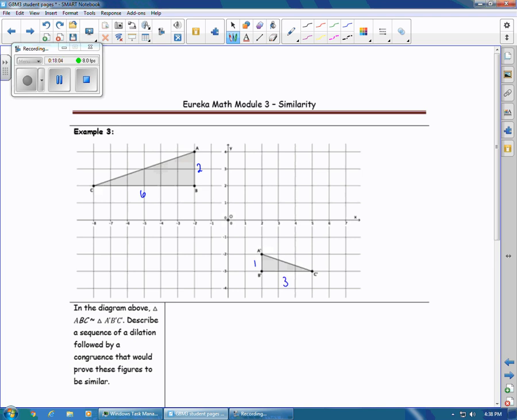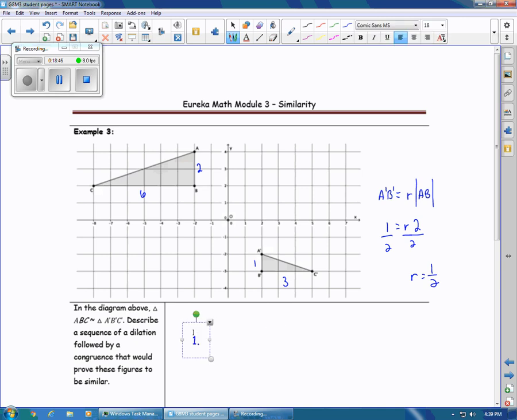So you might have already figured out that I'm shrinking this one. This is my original. I'm shrinking it by a scale factor of 1/2. If you're like, how did you figure that out? Let me show you. A prime, B prime is equal to the scale factor times the original length of AB. So A prime, B prime is 1. We don't know the scale factor. Original AB is 2. I want the scale factor by itself, so I'm going to divide by 2, and my scale factor is 1/2.